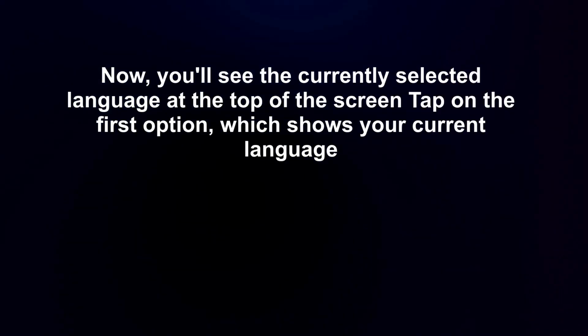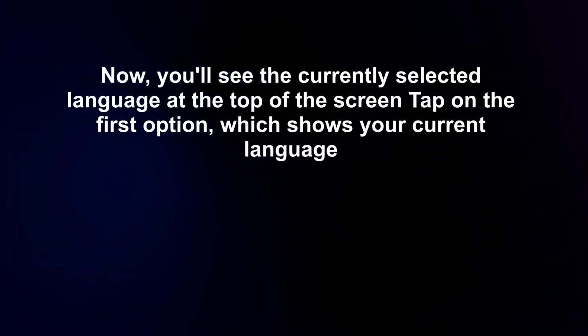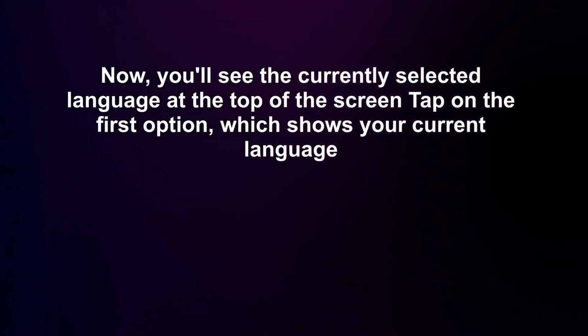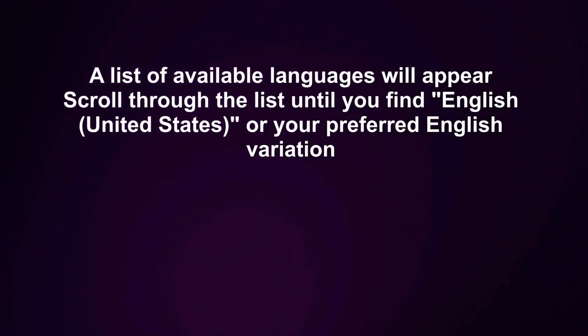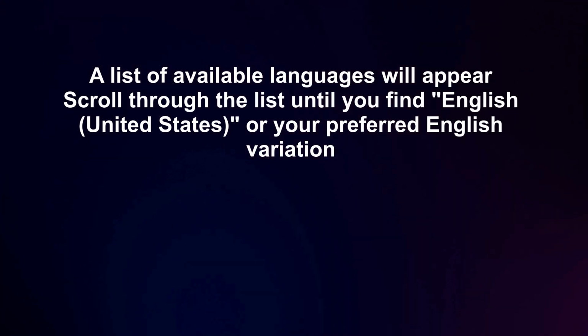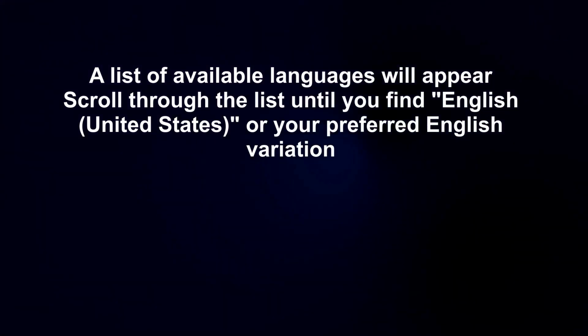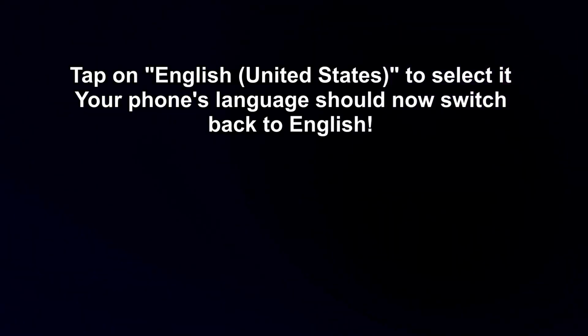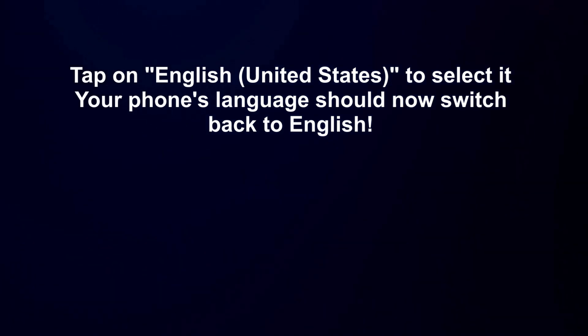Tap this option. Now, you'll see the currently selected language at the top of the screen. Tap on the first option, which shows your current language. A list of available languages will appear. Scroll through the list until you find English United States or your preferred English variation. Tap on English United States to select it. Your phone's language should now switch back to English.